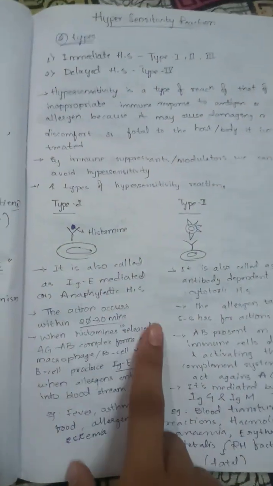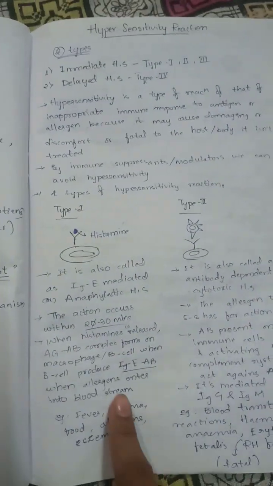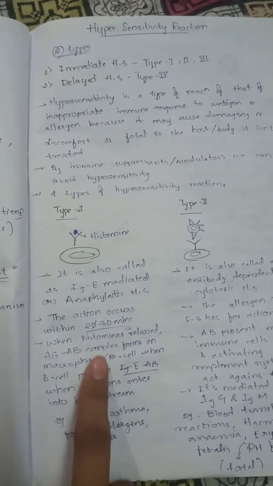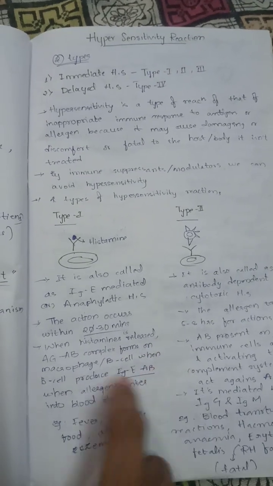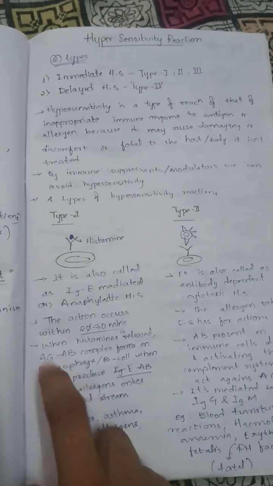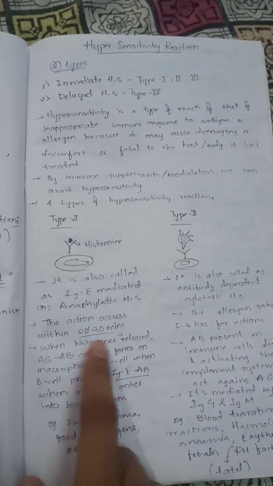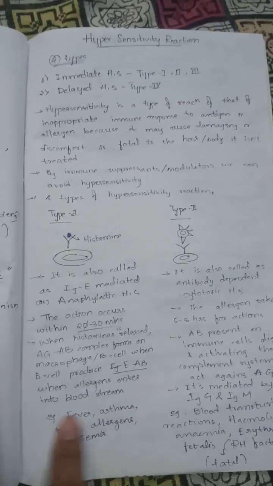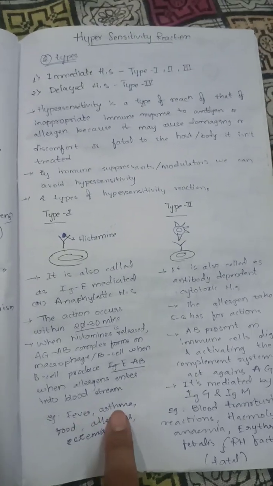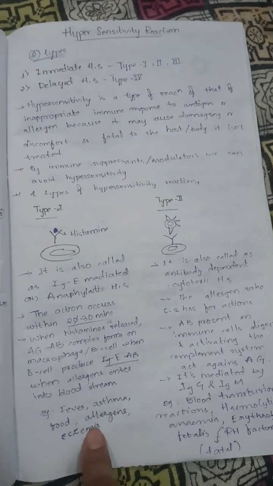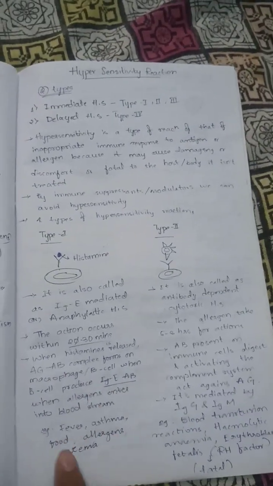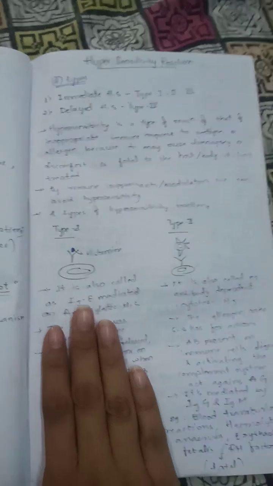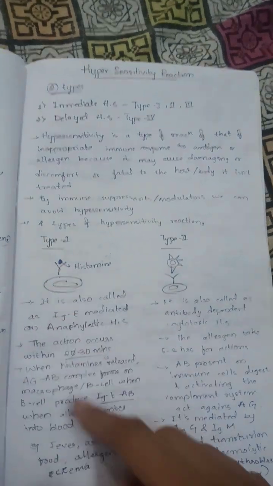So the time period is 2 to 30 minutes, and when allergen enters into the body in the bloodstream, histamine is released, due to which an antigen antibody complex is formed on macrophages or B cells. This complex helps in producing the hypersensitive reaction. The examples are hay fever, asthma, food allergens, eczema. So these are all the hypersensitive reactions due to type 1 hypersensitivity. It is due to the histamine binding to the antibody.